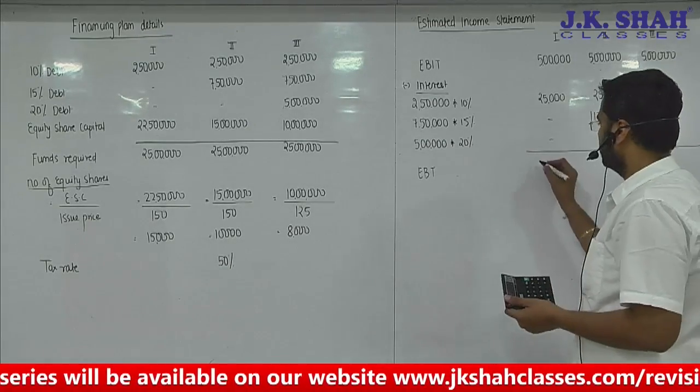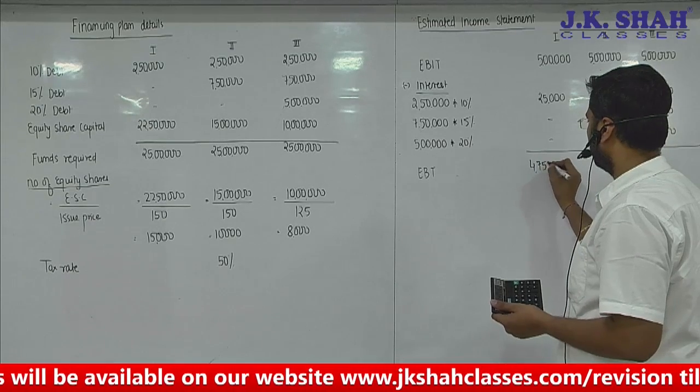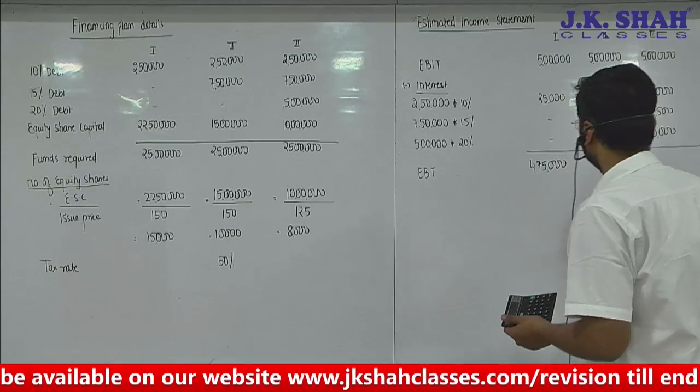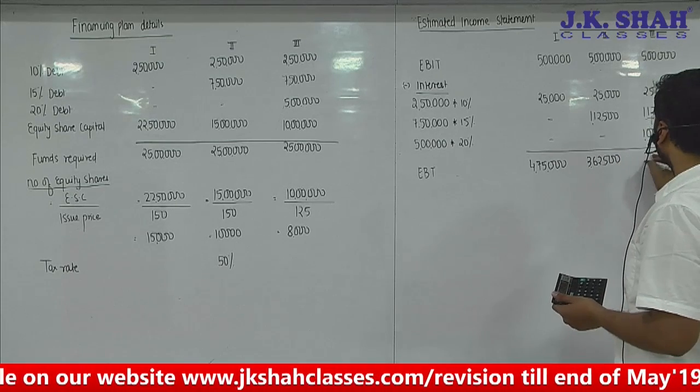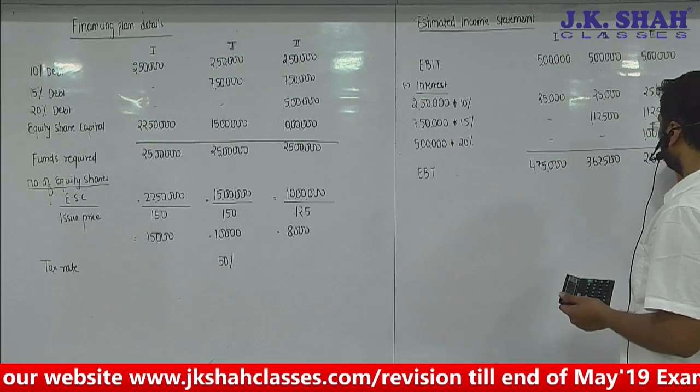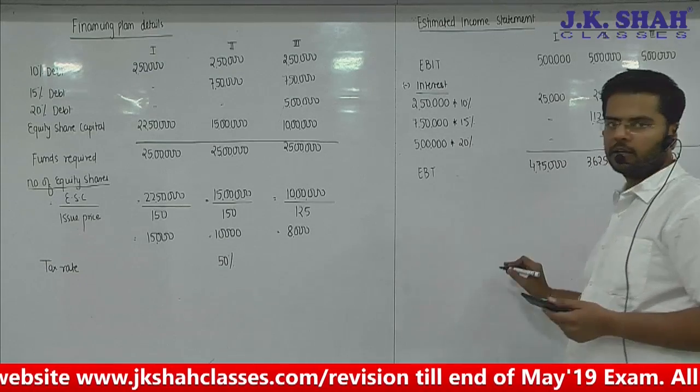So let's calculate. If I'm not wrong, this is 4,75,000. This becomes 3,62,500. 2,62,500. Please check the figures that I'm writing.